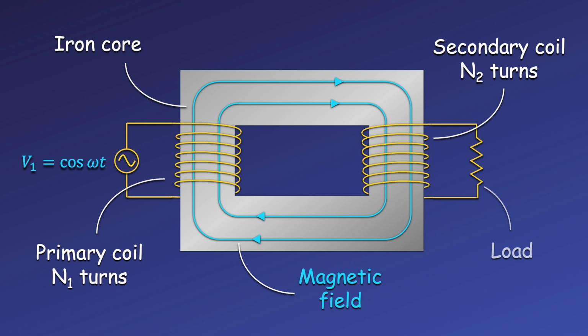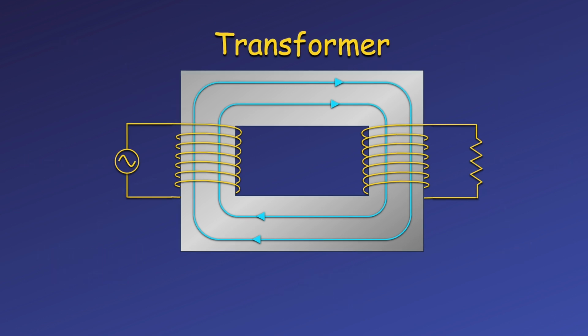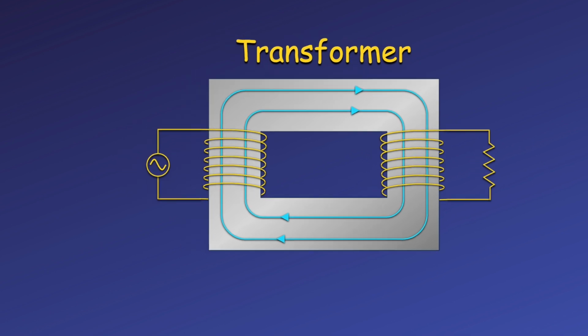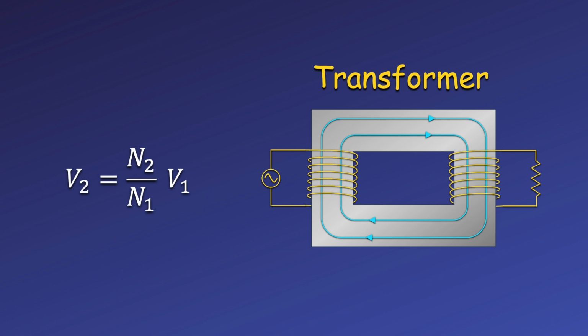This coil will be connected to a load with some resistance, and the voltage across this load will depend on the relative number of loops between the two coils. We call this a transformer because the voltage on one side will be transformed, meaning it increases or decreases on the other side, and this voltage difference can be accurately controlled by the number of loops.